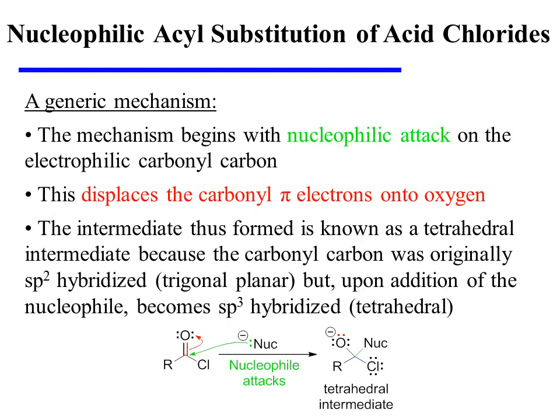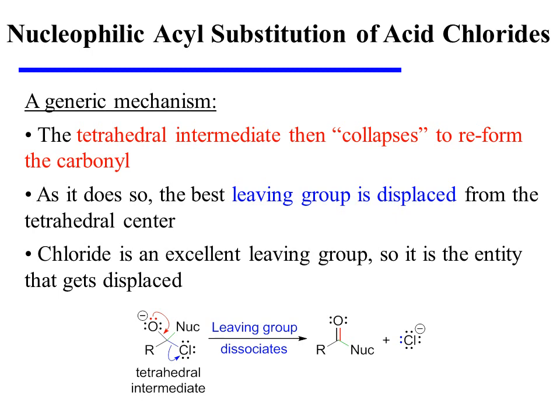The mechanism begins with nucleophilic attack on the electrophilic carbonyl carbon, and this displaces the carbonyl pi electrons onto oxygen as a lone pair. The intermediate thus formed is known as a tetrahedral intermediate, and the reason is the carbonyl carbon was originally sp2 hybridized, giving it trigonal planar or flat geometry. But upon addition of the nucleophile, this carbon becomes sp3 hybridized, giving it tetrahedral geometry. This tetrahedral intermediate is transient though.